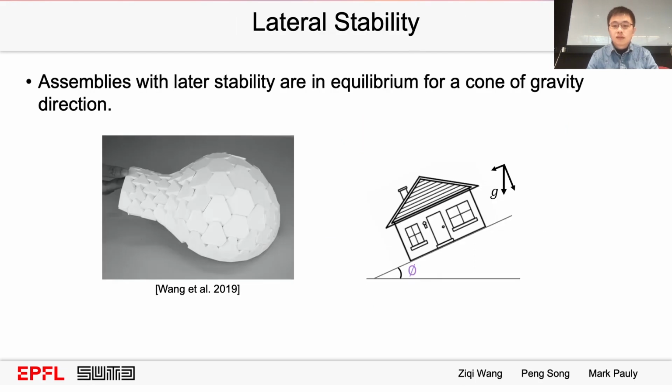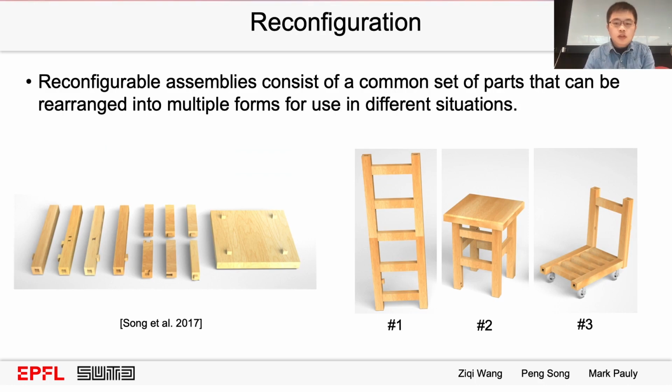In practice, equilibrium under gravity might be insufficient since the assembly could be exposed to different forces. Therefore, Wang and their colleagues further optimized the assembly's geometry such that it can be in equilibrium for a cone of gravity forces. The third research topic is about reconfiguration.